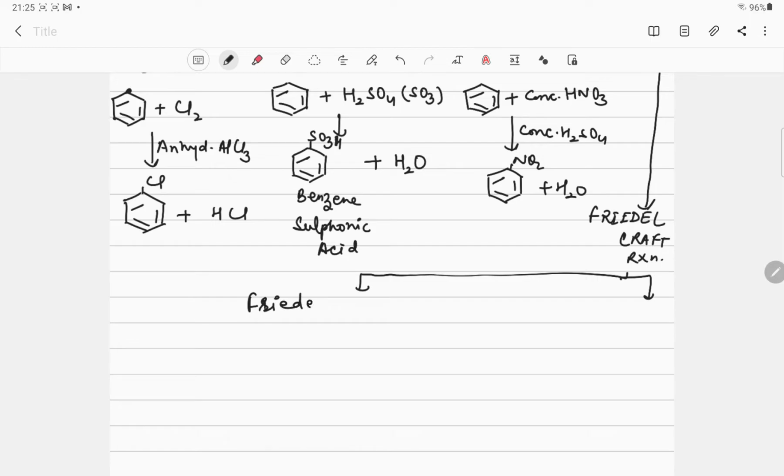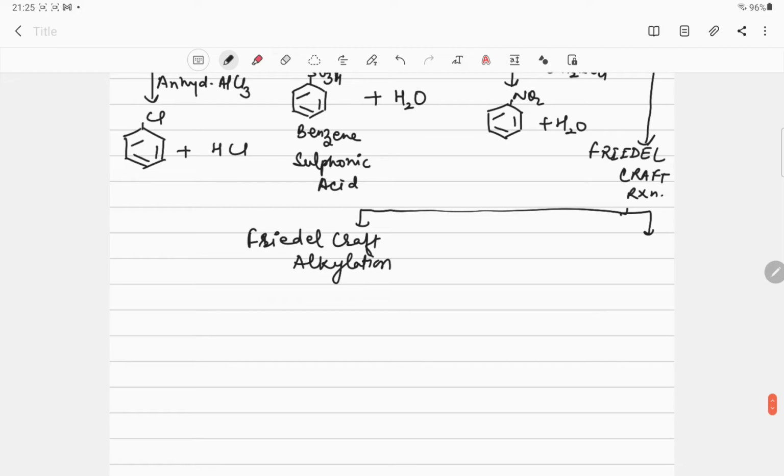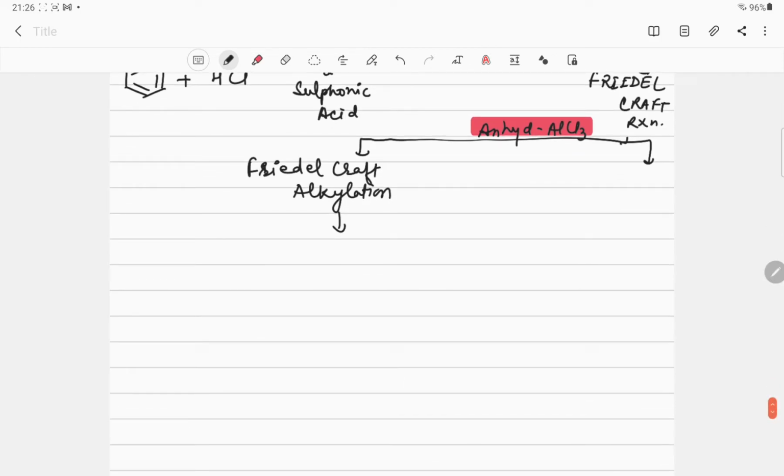Friedel-Crafts alkylation. What does it mean? That hydrogen is substituted by the alkyl group. Whenever we have a Friedel-Crafts reaction, the reaction will always take place in presence of anhydrous AlCl3. So we should be very sure that if we are carrying out the Friedel-Crafts reaction, the catalyst will always be anhydrous AlCl3. So how is the reaction going to be for Friedel-Crafts alkylation?